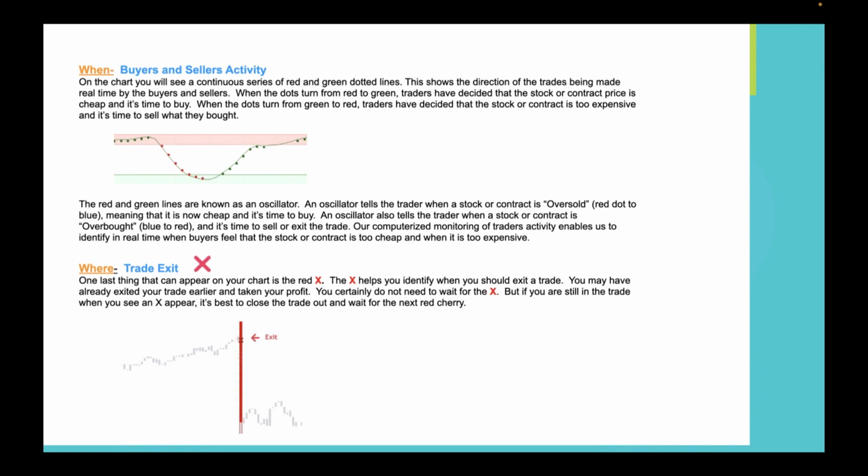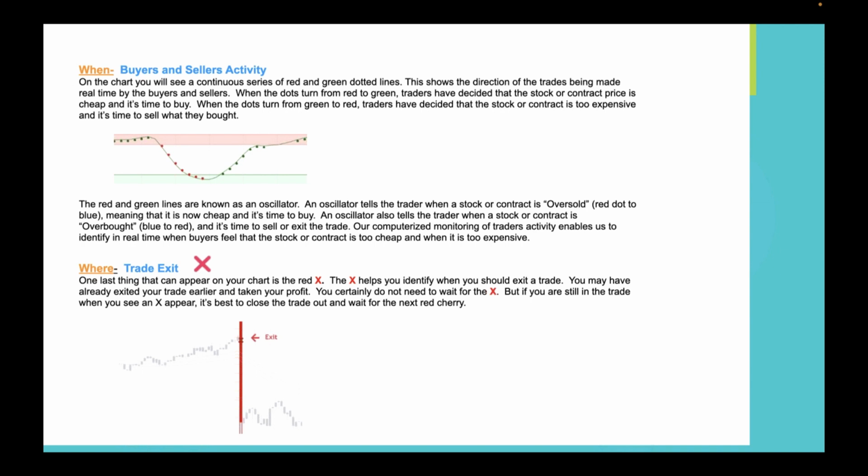Now, the reason why this is being described as stock or contract is because these indicators are transferable to stocks, options, and to crypto. So this is a full set of multifaceted indicators that are going to help you in multiple different categories of investment opportunities, in multiple markets. So it's extremely valuable, especially if you dabble in multiple different scenarios.